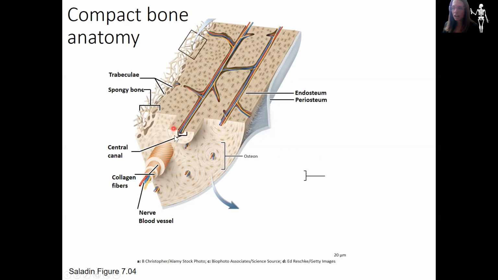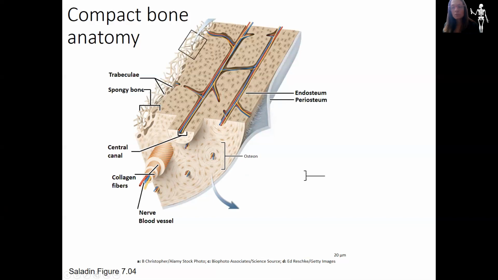These concentric lines around here are lamellae, concentric lamellae. Concentric circles go around these central canals. So there's our osteon. We've got our periosteum on the outside. Endosteum means inside. That's going to be on the inside.